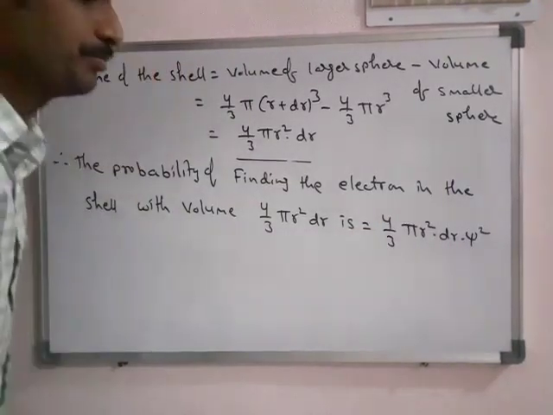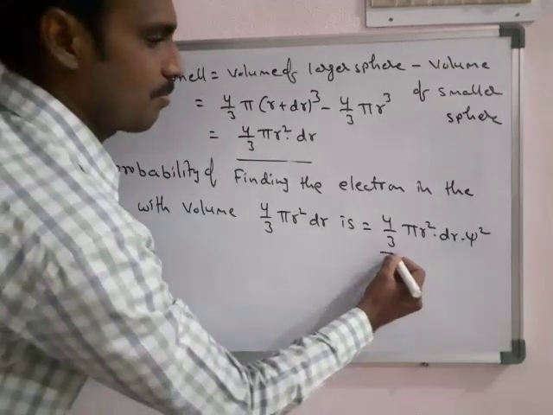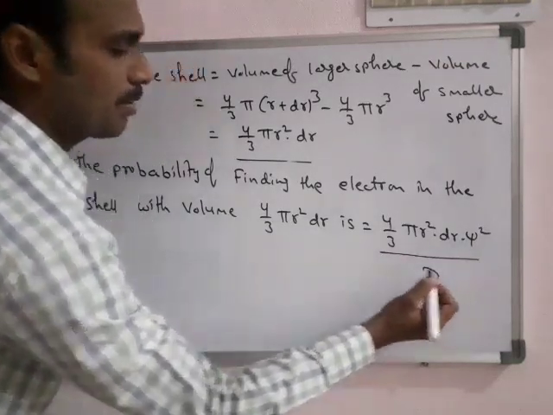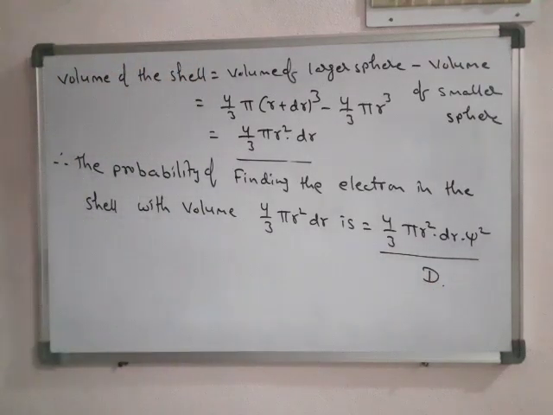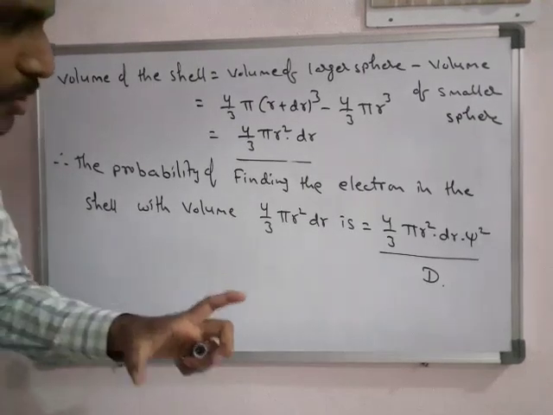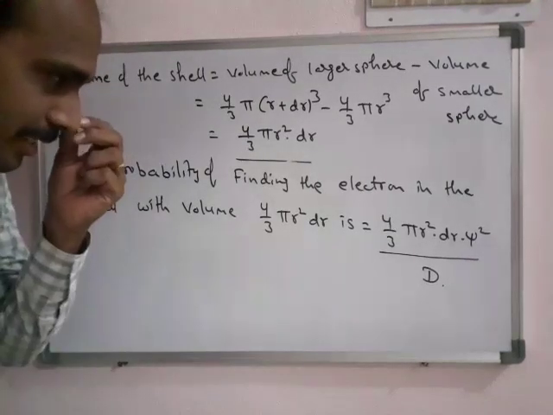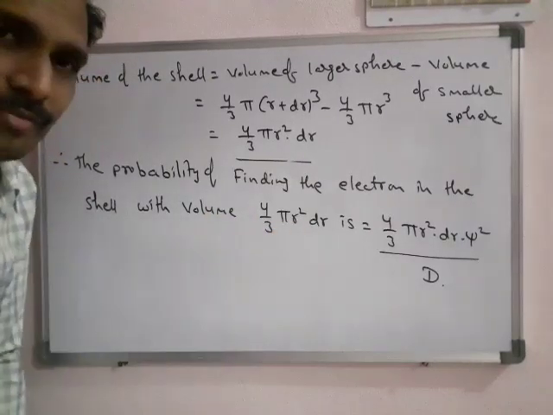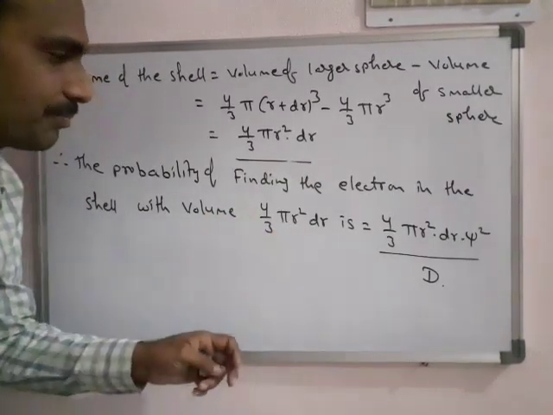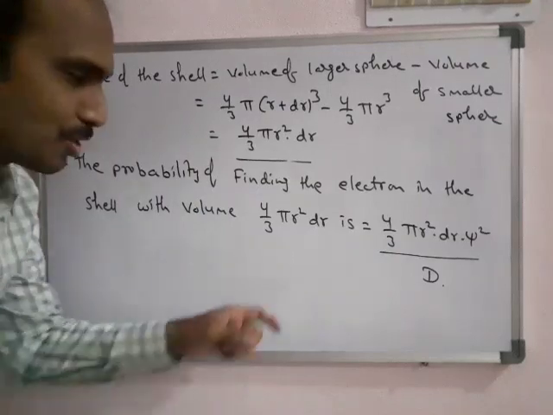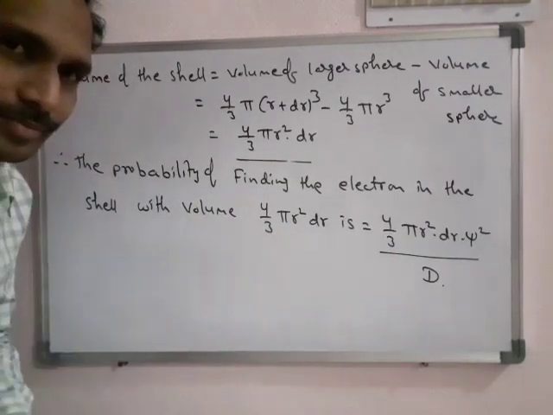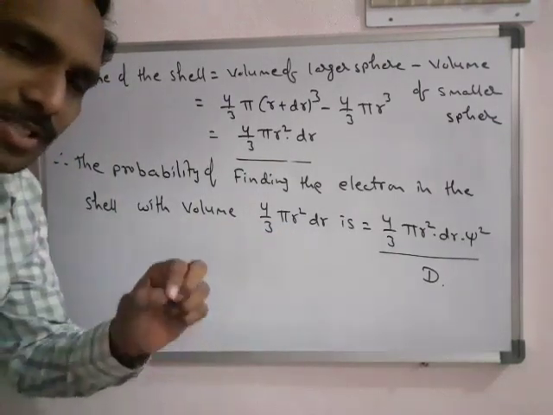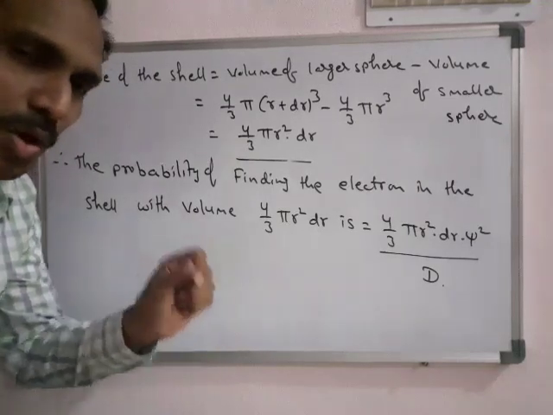Into psi square. So this is known as radial probability, capital D, which indicates the probability of finding the electron in the small region 4/3 pi r square dr, which is at a small distance from the nucleus.